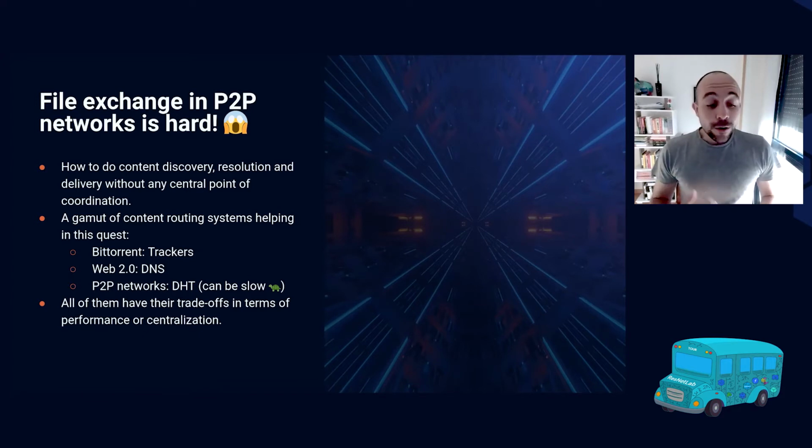The problem is that there's a trade-off in all of these content routing systems, because either they are too centralized, like in the case of the DNS system, which is quite centralized but also quite performant, or we have examples like the DHT, which is completely decentralized. But the problem is that when a network grows, when we have a lot of peers in the network, making lookup operations may be quite expensive in terms of performance.